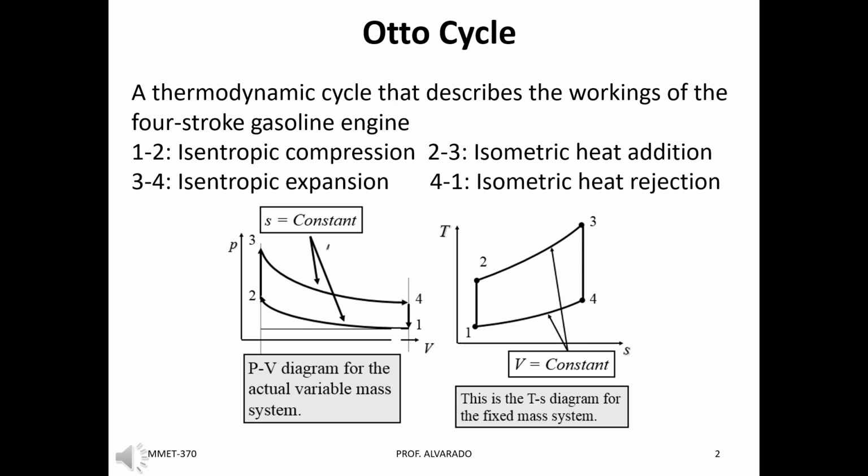From 1 to 2, we have an isentropic compression. From 2 to 3, we have an isometric heat addition, that means a constant volume heat addition. From 3 to 4, we have an isentropic expansion, during which our entropy remains constant. And to close the cycle, we have 4 to 1, which is an isometric heat rejection, that is a constant volume heat rejection.